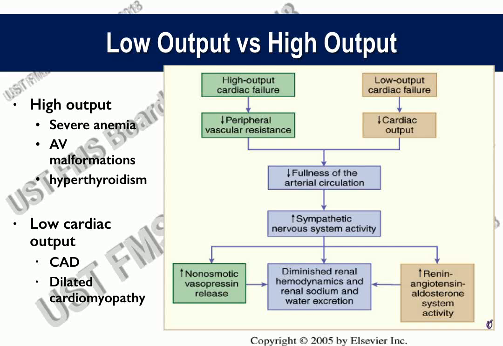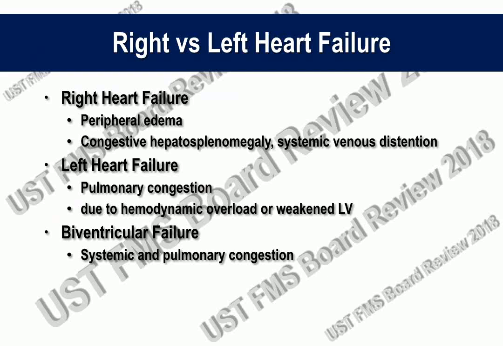You can also classify heart failure into low output versus high output. The low output is the common one we see in coronary artery disease and cardiomyopathy. These are patients who have low systolic function. You have wall motion abnormalities and a low ejection fraction. On the other hand, high output heart failure, as I indicated in one of my earlier slides, you see this in severe anemia, in AV malformations, as well as in hyperthyroidism.